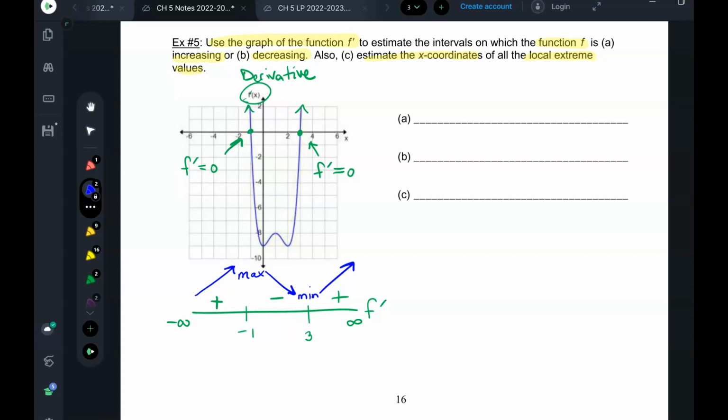I thought we were finding where it's going. We are, but what are the little pluses? That's where it's increasing. So anytime it's above the x-axis, the derivative graph, it's increasing. So it's going to increase from negative infinity to -1, union. There we got that union again. 3 to infinity.